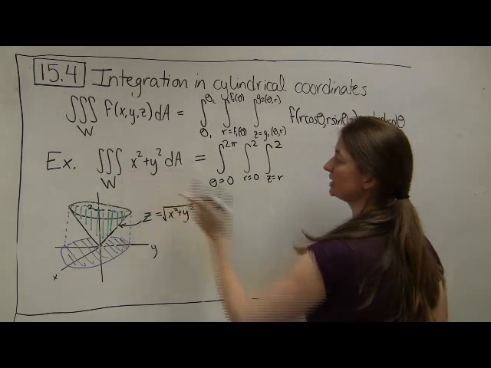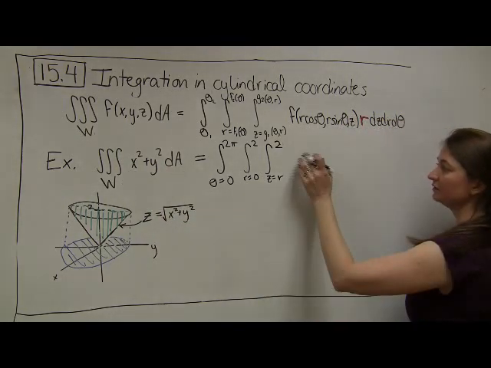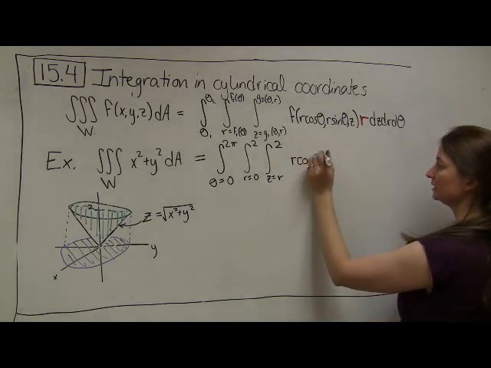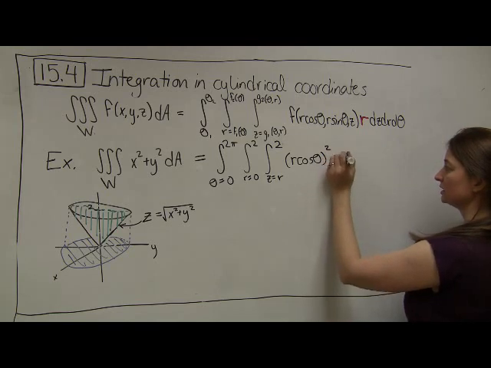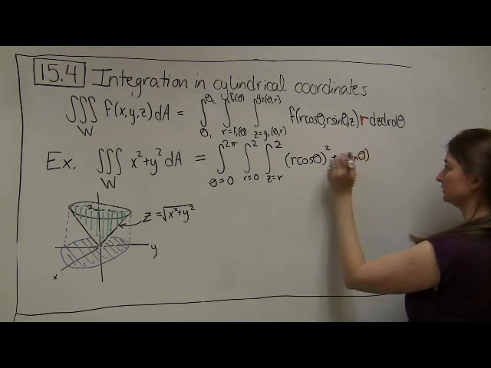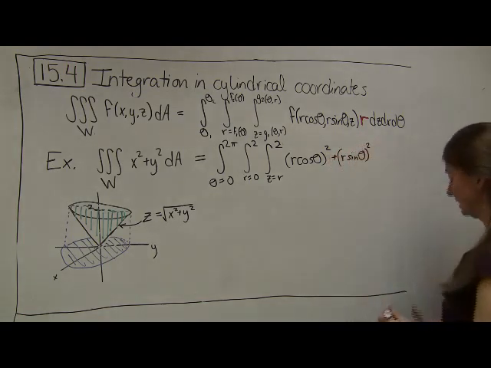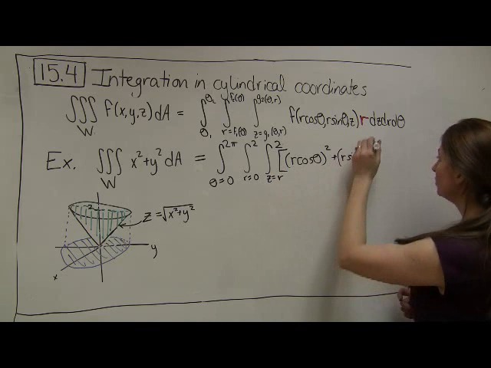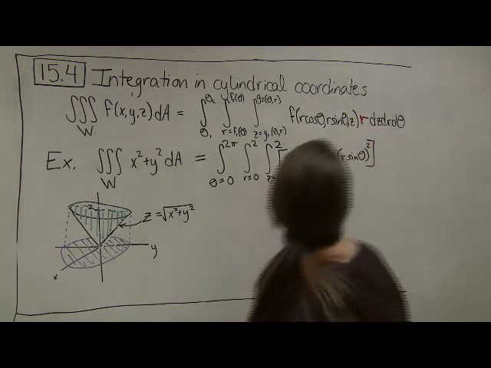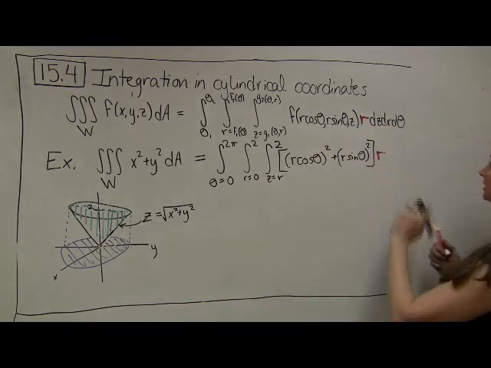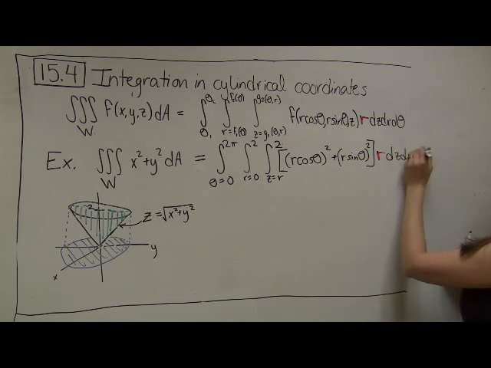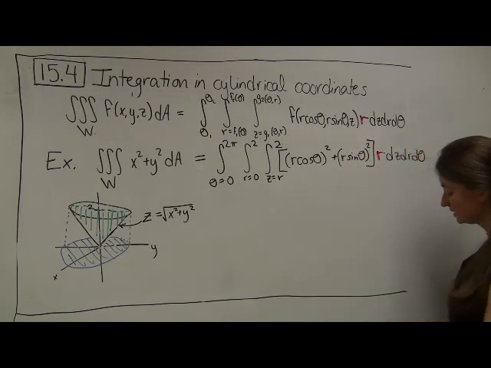And my function in this case is x squared plus y squared. I'm going to convert that function into polar coordinates. So x becomes r cosine theta squared plus r sine theta all squared. This is our function. We can't forget our red r. Our red r tells us that it should be r dz dr d theta. And the rest of this is just easy.